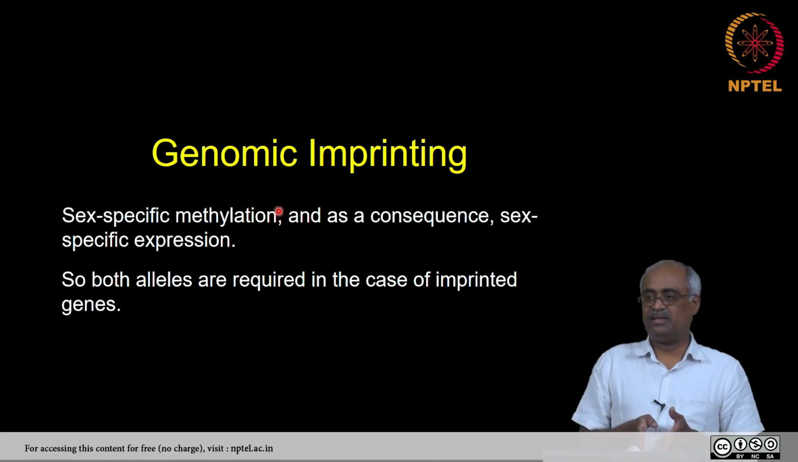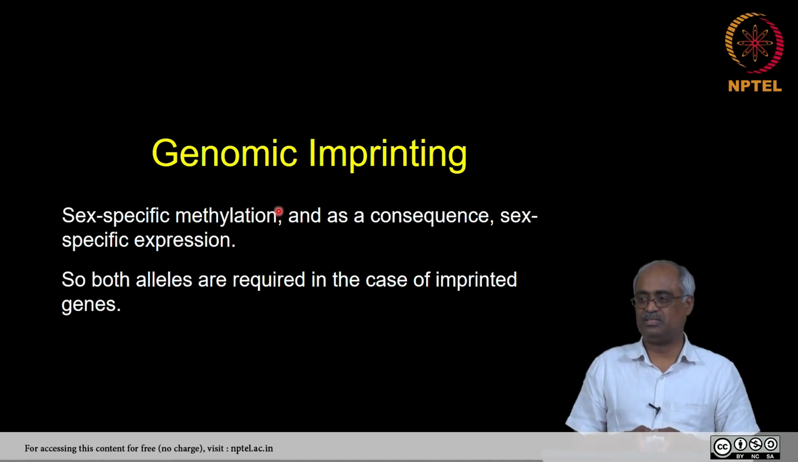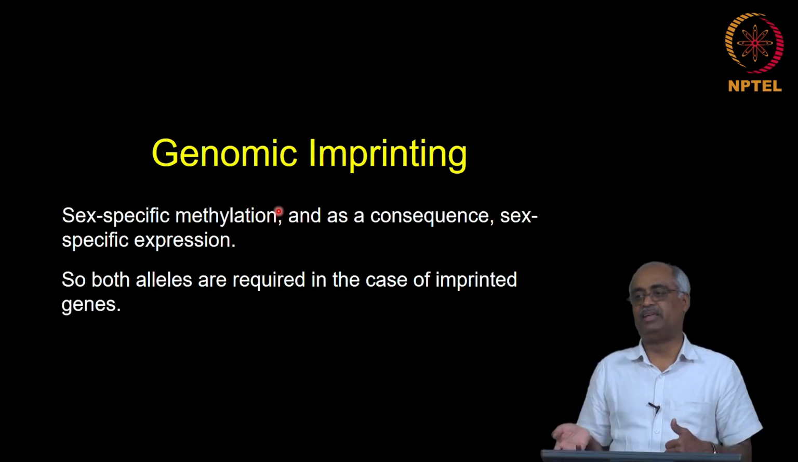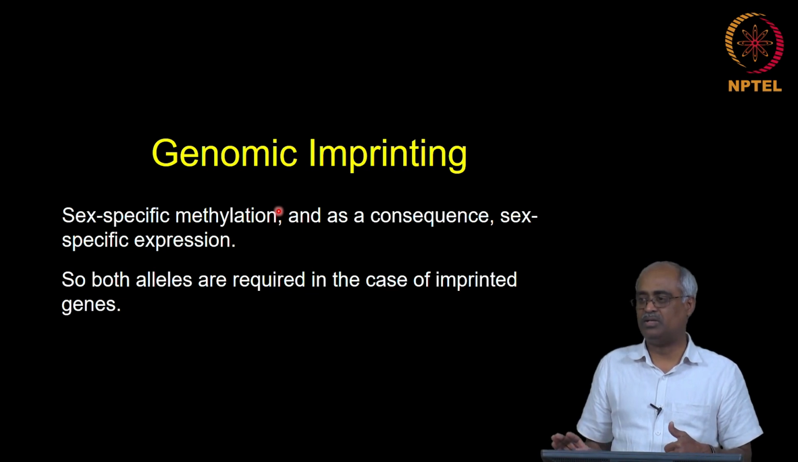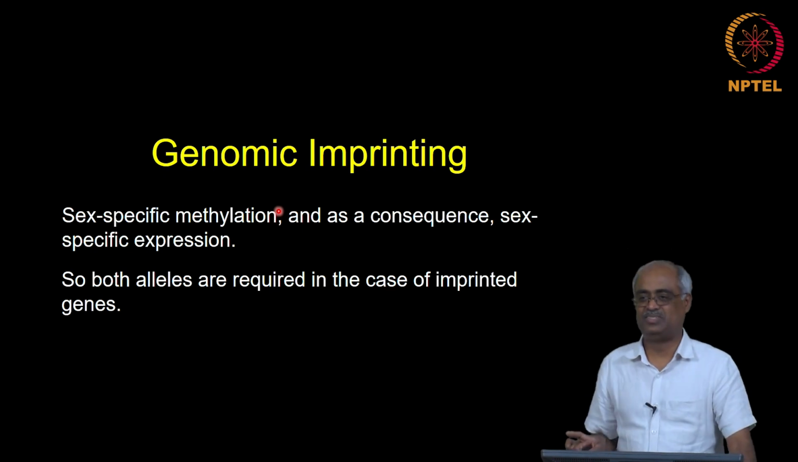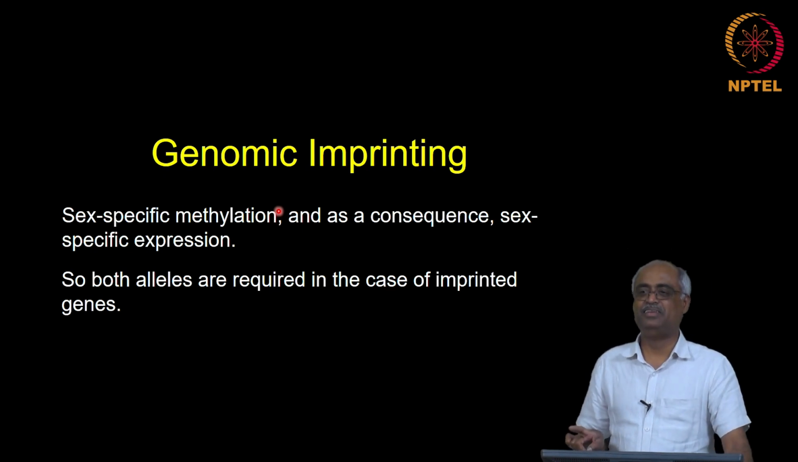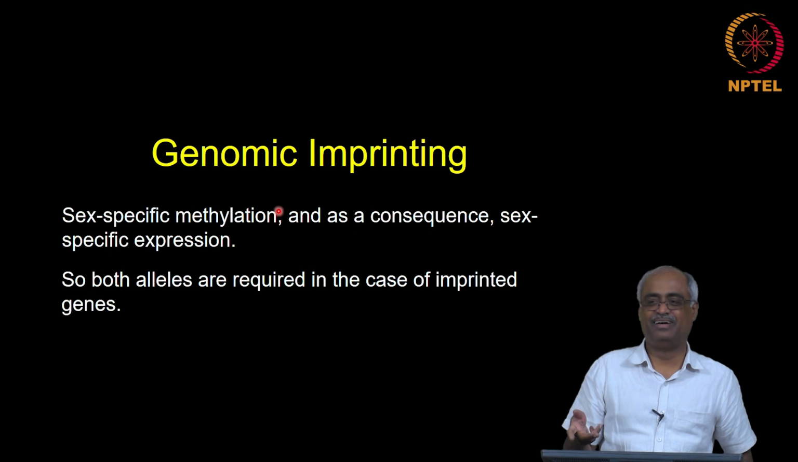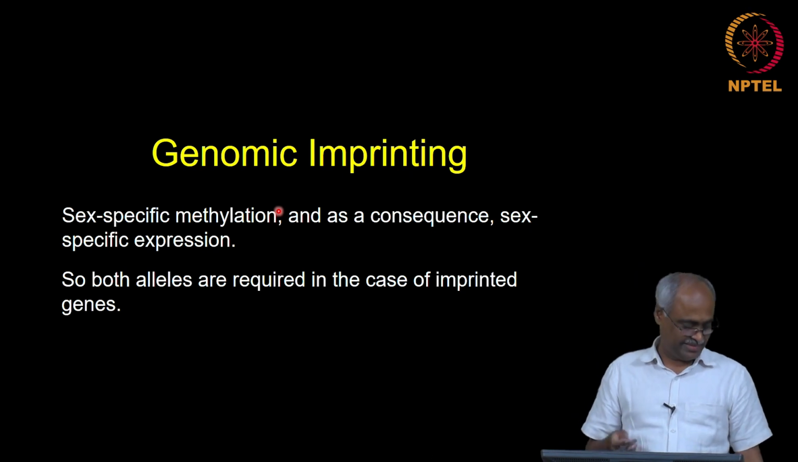Now, as a result, for such imprinted genes, imprinted meaning subject to sex specific methylation, you need to have both alleles, because one allele is going to be inactivated and the other is going to be the only one available. So if you have a mutation in such genes, then you will have a sex specific phenotypic outcome. That is what we are going to see next.